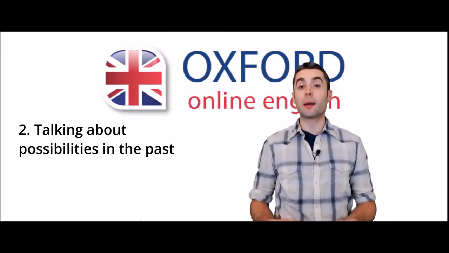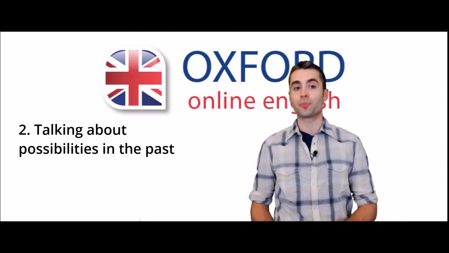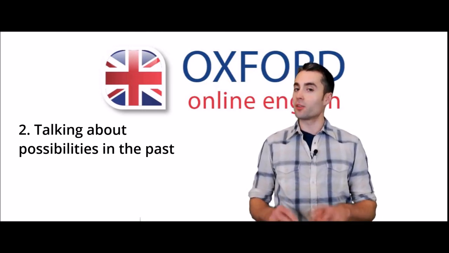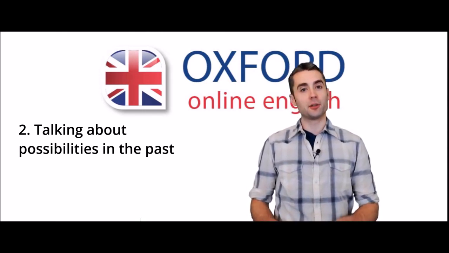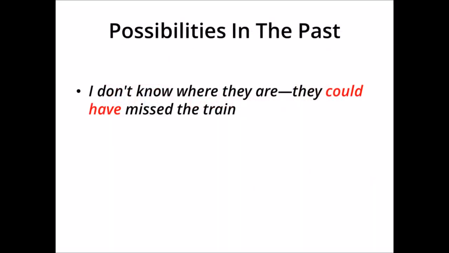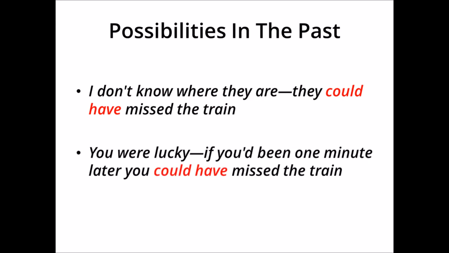Next, we're going to look at talking about possibilities in the past. This is more complicated because there are 2 different situations. Look at 2 examples. I don't know where they are. They could have missed the train. You were lucky. If you'd been 1 minute later, you could have missed the train. In both of these sentences, we use the verb could, and in both sentences, we're talking about a possibility. But the sentences are different. Can you tell the difference? If you're not sure and you want to think about it, pause the video for a minute and try to find the answer.